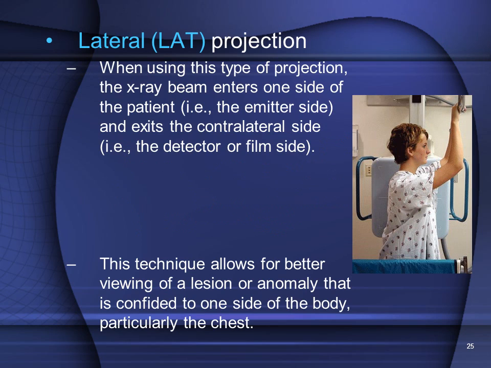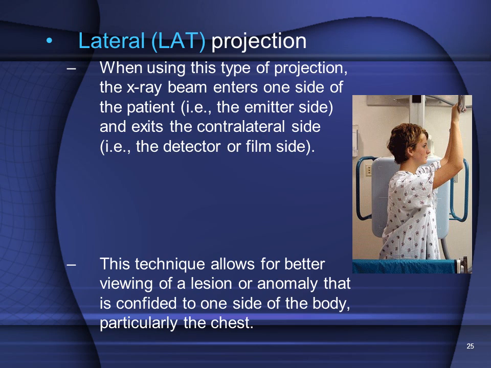In the lateral projection, this is a little bit different. Say, for example, we have a patient in whom we suspect some neoplasm in their chest, in their thorax. So we take a chest film and we see a nodule or suspected mass on the left side, somewhere within the left lung. Now we would use a lateral projection, because this would allow for a better image of a lesion or anomaly that is confined to one side of the body, in particular the chest.